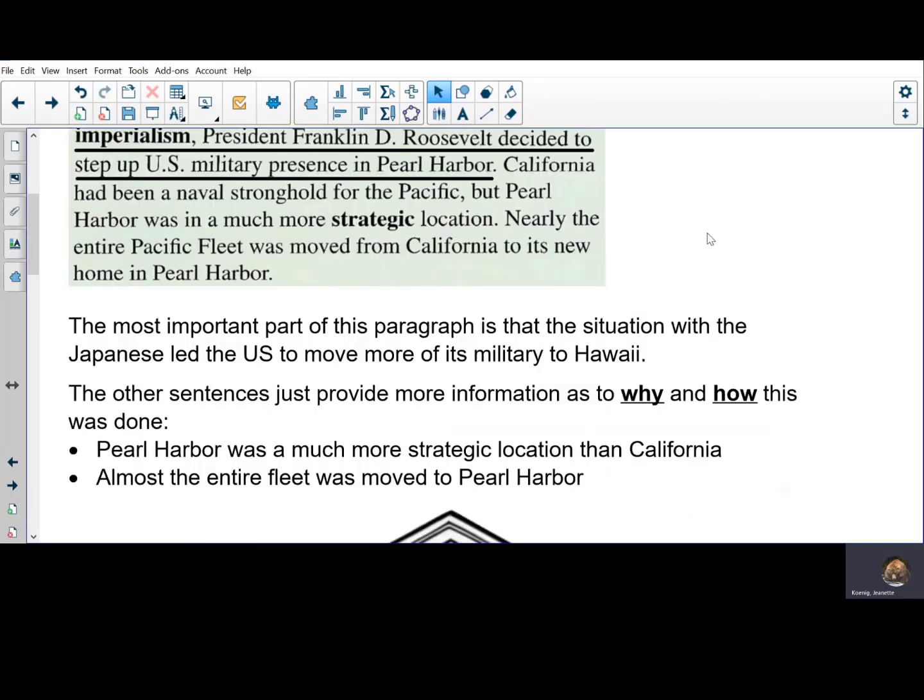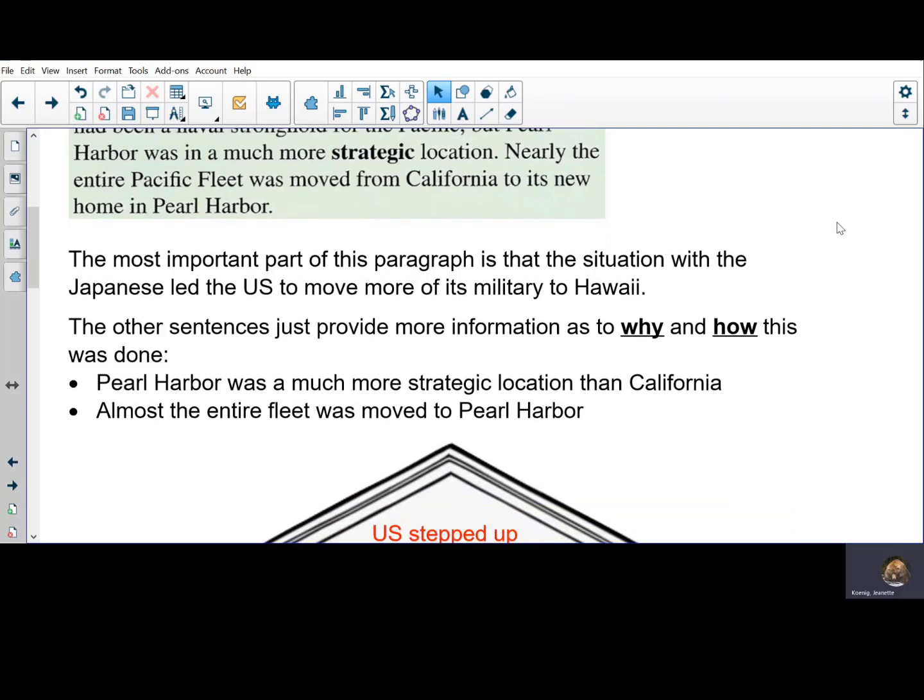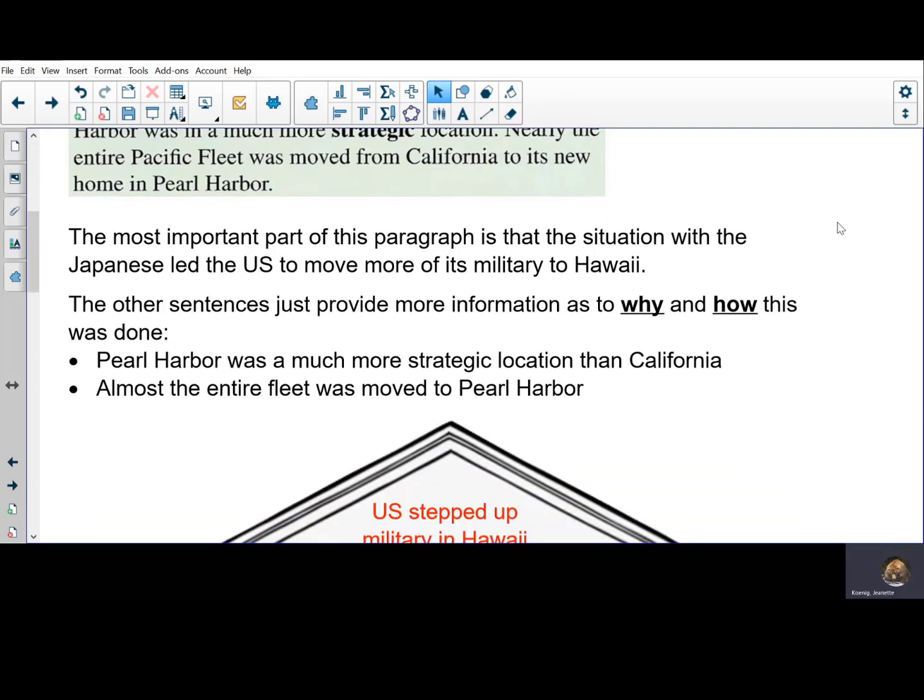The way I'm looking at this paragraph is, the whole point was the president wanted to build up the military in Pearl Harbor. The other sentences are providing more information about why and how it was done. California had been a stronghold for the Pacific, but Pearl Harbor was a much more strategic location. That's why we're moving it out to Pearl Harbor. It's a better location. That's why we're doing it. How did we build up the military presence in Pearl Harbor? We just moved the whole fleet out there. So the last sentence is kind of the how.